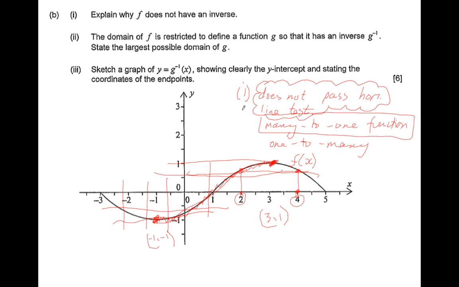So I think that the largest possible domain of g is the fact that x is less than or equal to 3, but greater than or equal to -1. Okay.